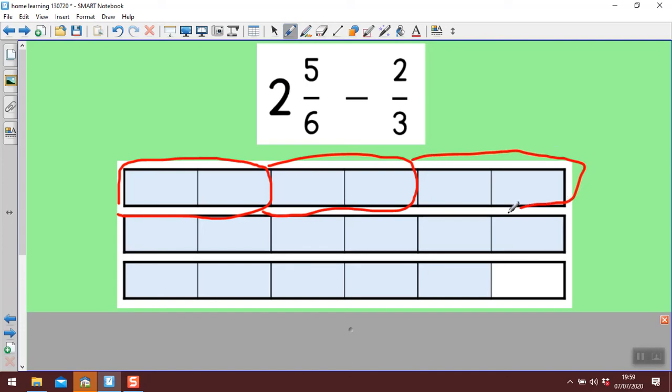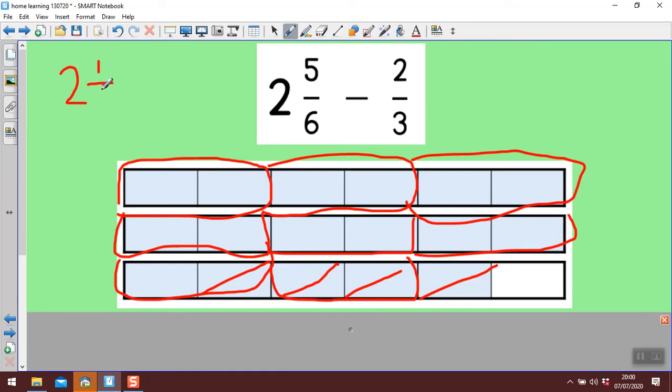So these are all thirds, and I've got to subtract 2 of those thirds. So I know that 1/3 is 2/6. So if I subtract 2/3, I'm going to get rid of 4/6. So 1, 2, 3, 4/6 have gone. And what am I left with? So 1 whole one, another whole one, so that's 2, plus 1/6. 2 and 1/6. So what I've done here is I've got rid of 4/6. 2 and 5/6, take away 4/6 gives me 2 and 1/6.